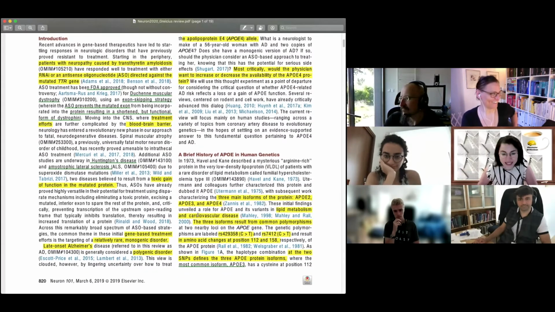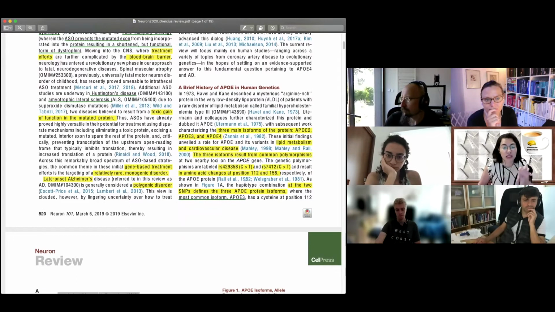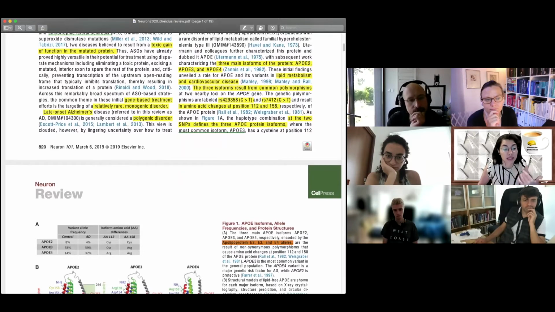So it's a really important protein, and as you can see, there are several isoforms of this protein. We have APOE2, 3, and 4. And these variations, these isoforms, are due to genetic polymorphisms. So you have different amino acid changes in two different positions. And this combination of these changes gives different protein presentations.